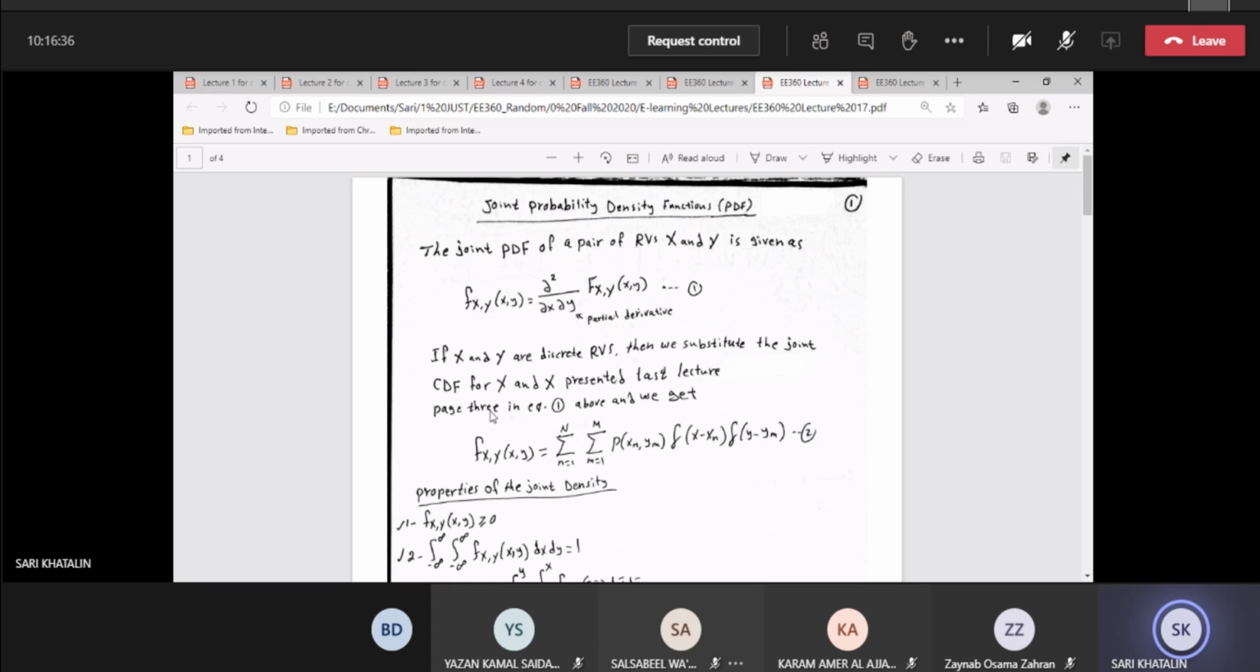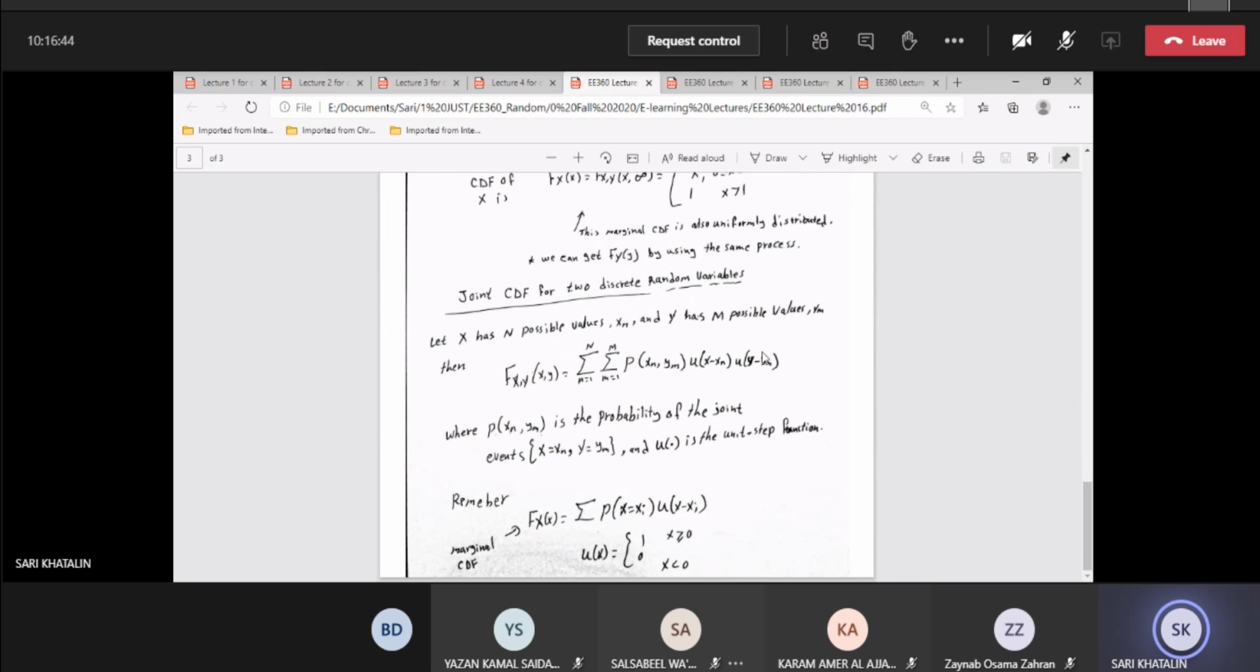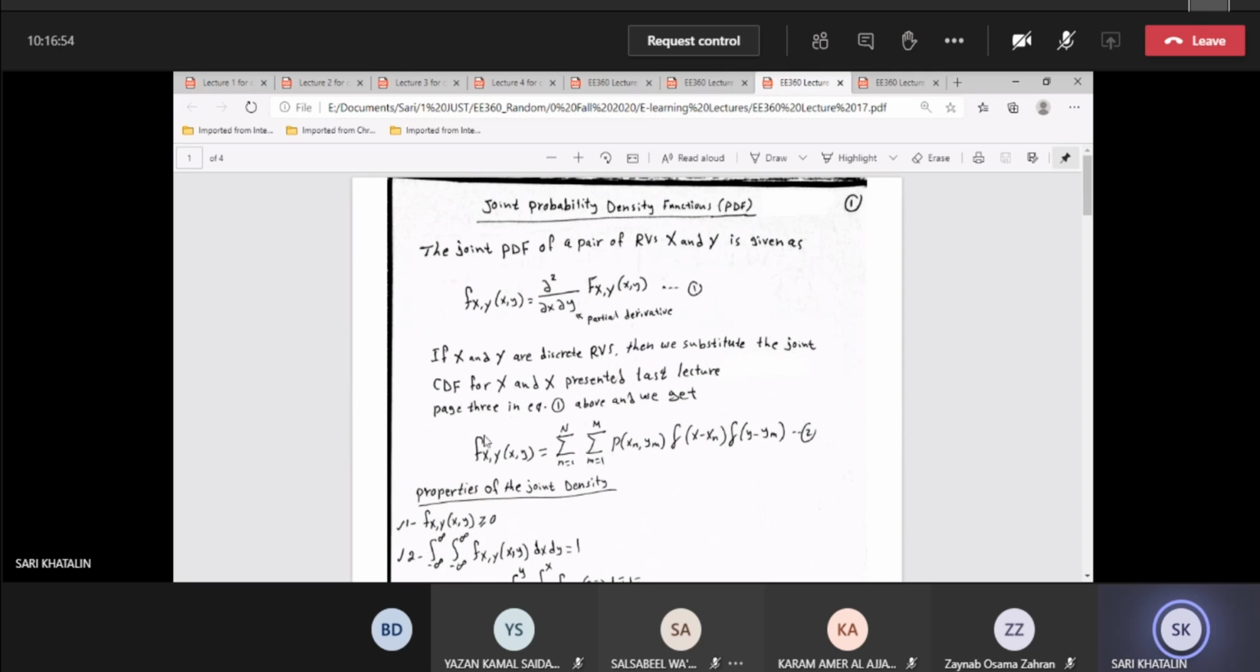Similarly, for a discrete random variable, if we go back to what we just talked about, this equation right here, and take the second partial derivative, we will end up with this equation right here. Because the derivative of the unit step function gives us the impulse function, as we learned in the past. Very straightforward, nothing new to us here.